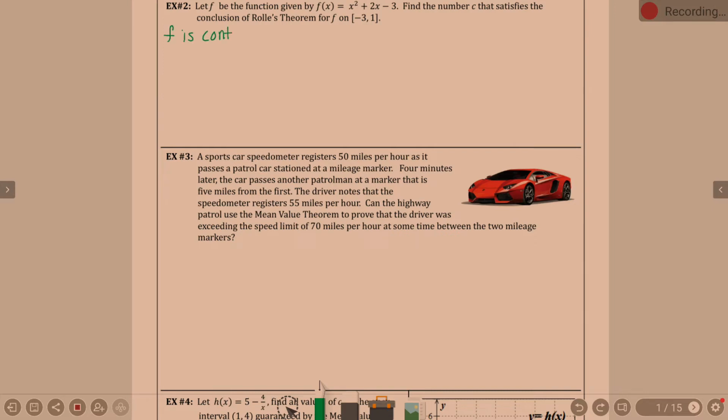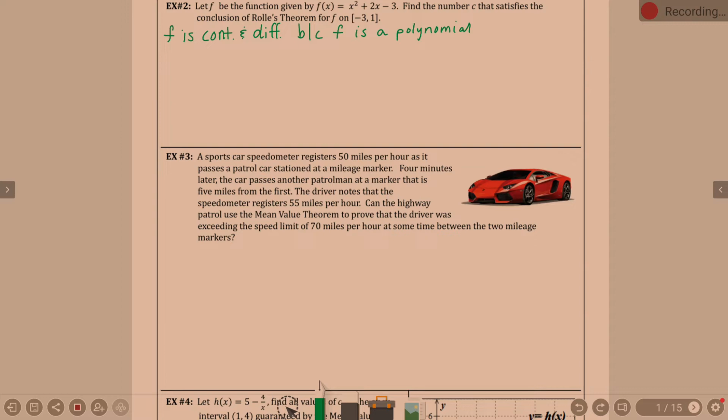Okay? So one thing I'm going to state here is that f is continuous and differentiable because f is a polynomial. Remember, if it's a polynomial, it's terms added and subtracted together with only positive whole number exponents. No negative exponents, no fraction exponents, so we can't have x's in the denominator, we can't have square roots. Okay, so that's one thing.